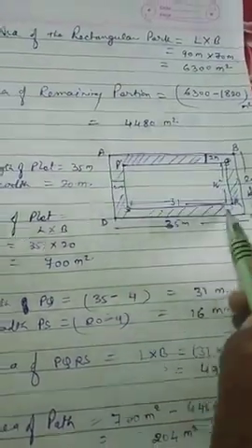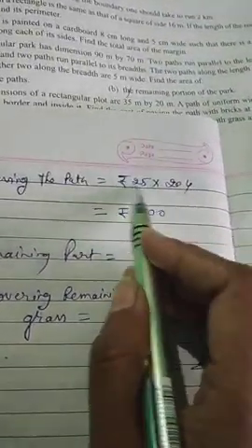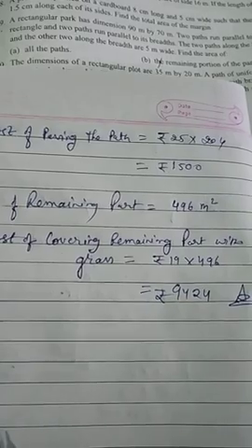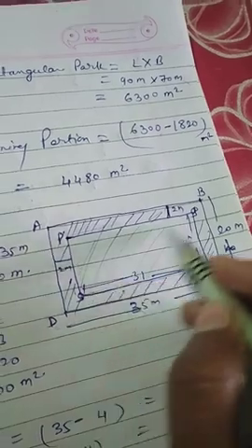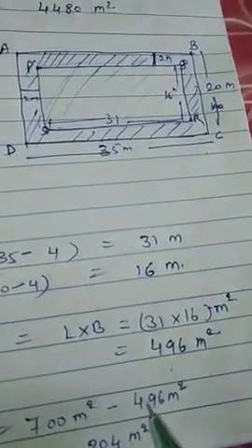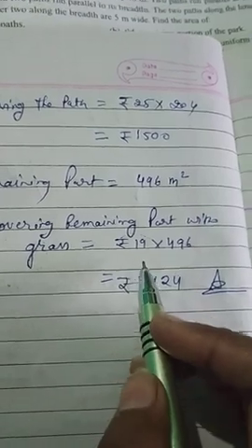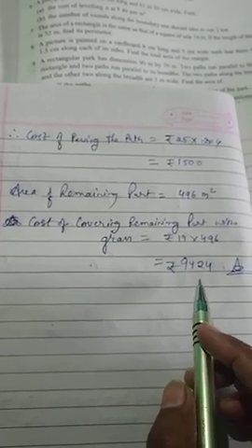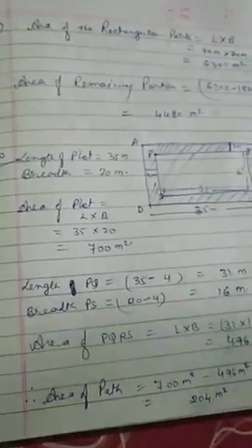Okay. Now we have to find out the cost also. If we got this path area, we will multiply it with rupees 25 because the cost per square meter is 25. 25 into this, we will get 1500 rupees. And for the remaining part covered with grass, the remaining part is this only, no? Its area we have got, that is 496. We will multiply this area with rupees 19 because its cost is rupees 19 per square meter. So we will get the cost of covering the remaining part with grass. Okay, I hope it is clear.